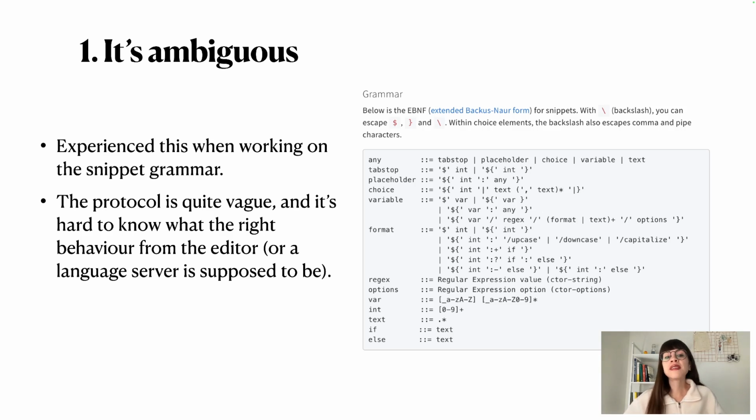The first thing is that the protocol is ambiguous. Despite its length, the specification is quite vague. When working on the native snippet engine on Neovim, I wrote a parser using the Lua LPEG parsing library, following the grammar defined by LSP, which I included here. However, as I worked on this, I encountered some scenarios which were not documented by the specification, and the different snippet libraries that I was using as a reference supported these unofficial behaviors in different ways.